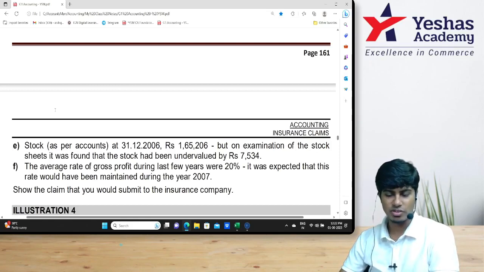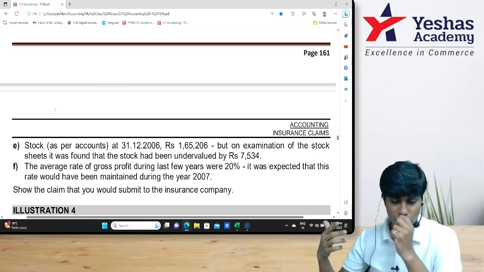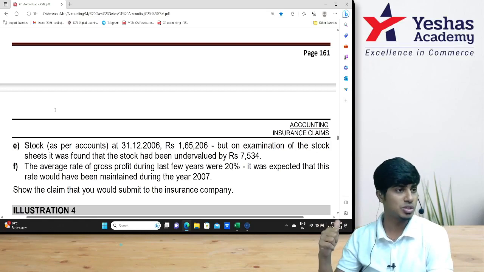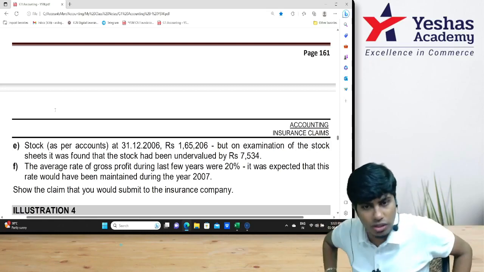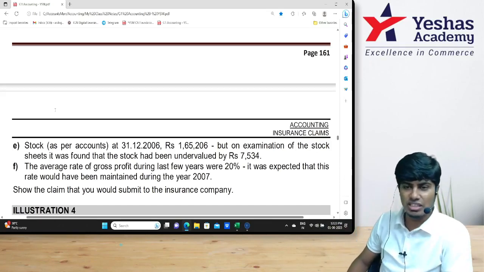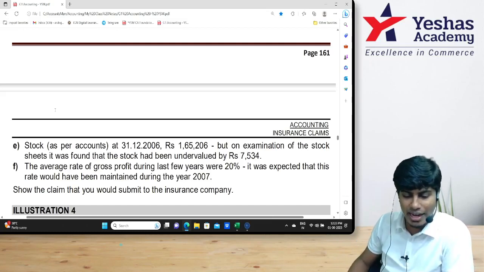Yes. Next, there is one very important adjustment. Read. But on examination, stock has been undervalued by 7,534. What should we do? Add it back to opening stock. The value of the inventory in the memorandum trading account will no longer be 165,706. If you're doing it as per Accounting Standard 2, it will be 165,206. But if you are preparing a memorandum trading account, what should we do? 165,206 plus 7,534. It will be 1,72,840.